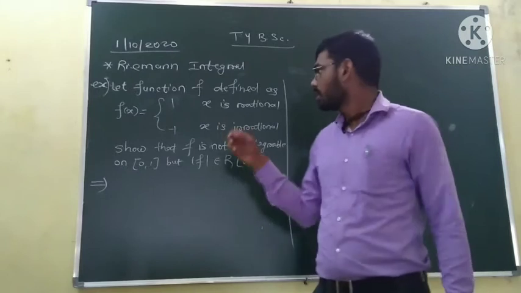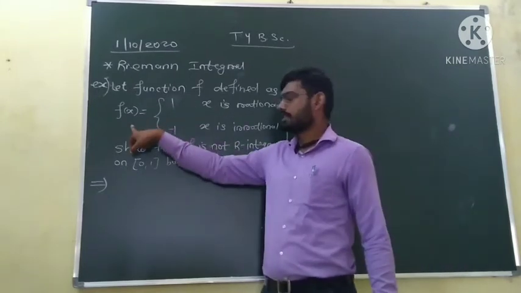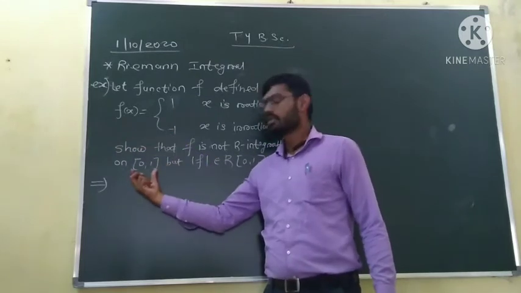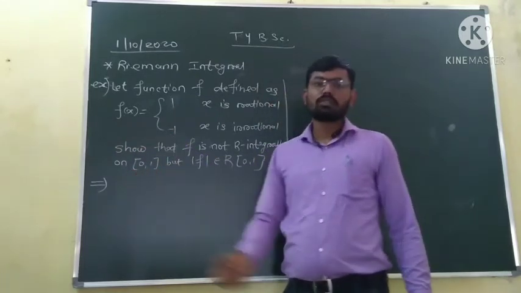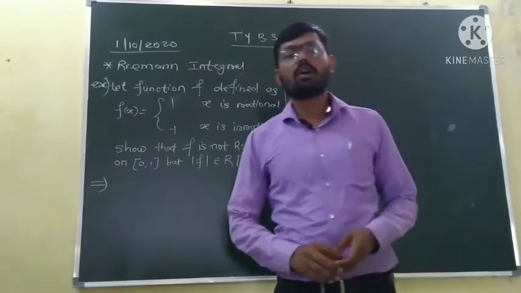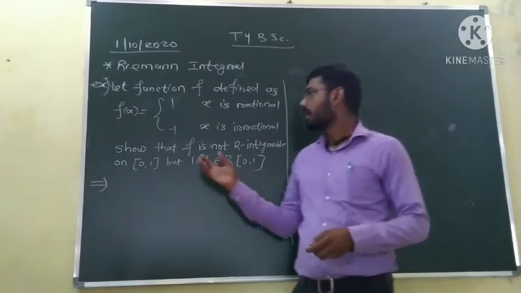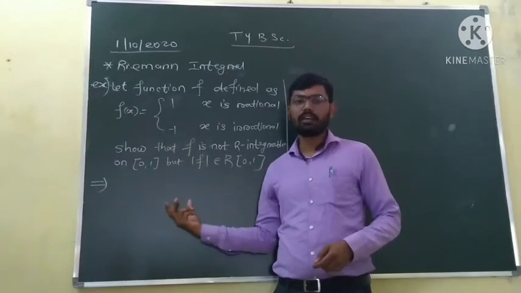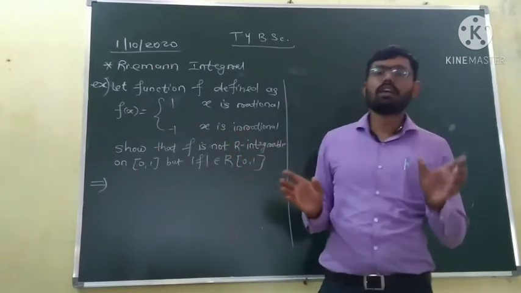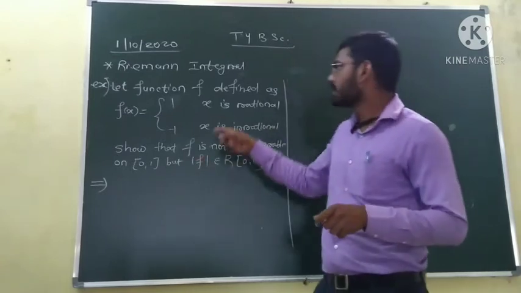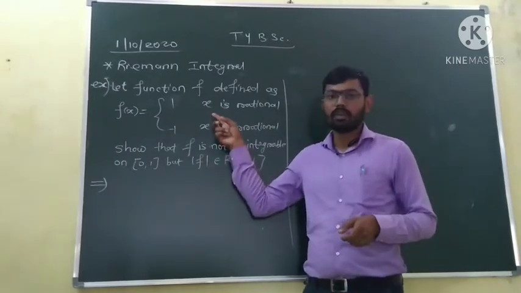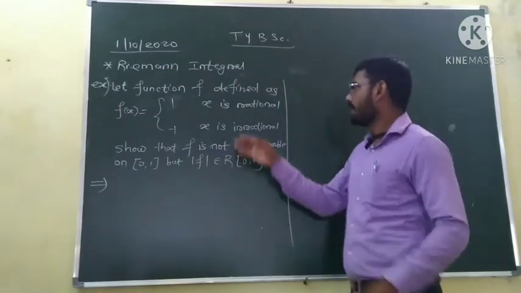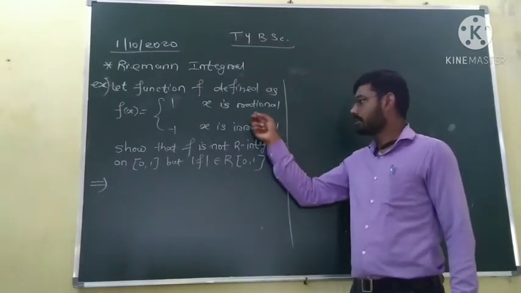So we have to prove that this function is not Riemann integrable over the closed and bounded interval 0 to 1. For that purpose we first have to find the upper sum, lower sum, then upper integral and lower integral. If upper integral and lower integral are not equal, then the function is not Riemann integrable. So we calculate upper and lower integral. We have already been given a function. Now we will take some general partition.